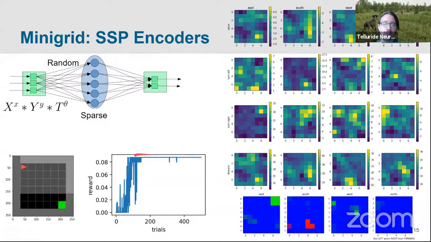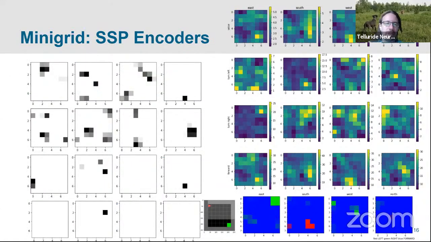Okay, so this is faster than the lookup table approach because we are getting some generalization, but we're not getting too much generalization. And we do have a free parameter to adjust that.